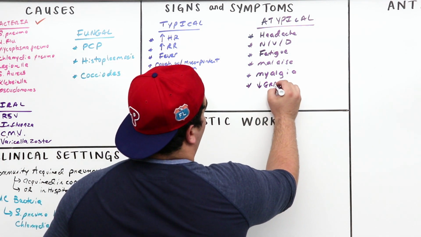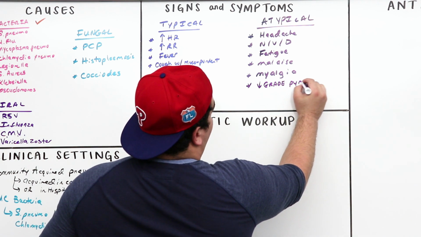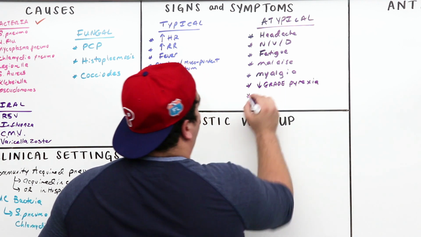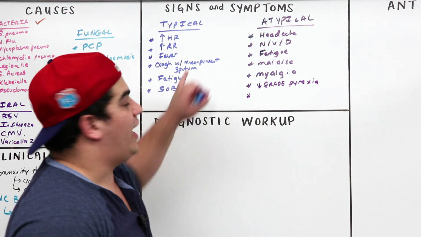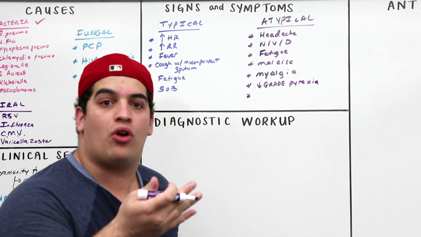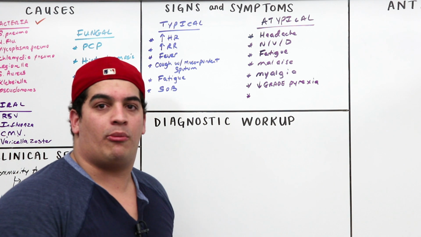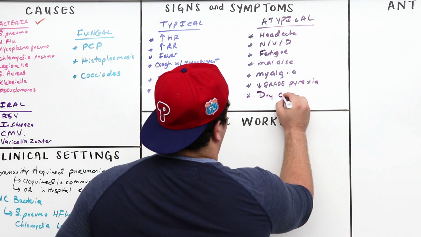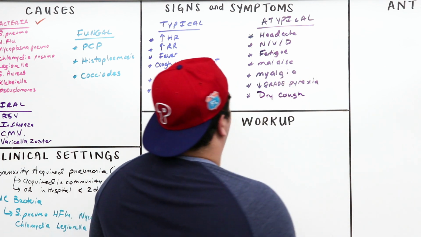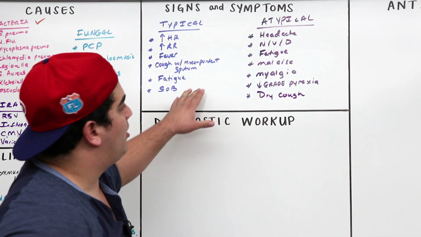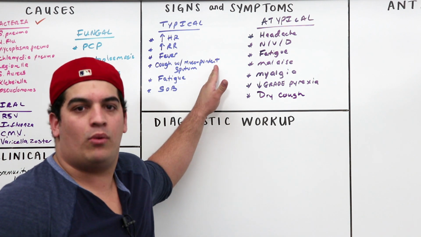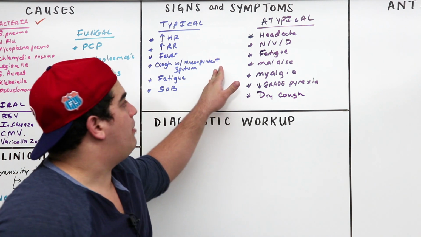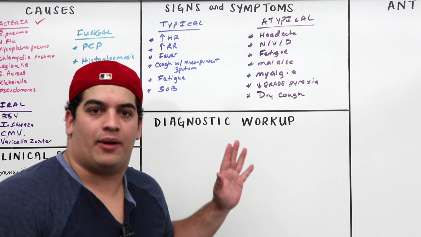So low-grade pyrexia. And here's another big one. Remember, in typical pneumonia there was a cough with sputum production. It was a productive cough. Usually those with atypical pneumonia have a dry cough. So it's mainly a dry cough. Okay, so there are many other symptoms that we can see, but these are the most common ones that you're probably going to see whenever you're seeing a patient with typical or atypical pneumonia, okay?